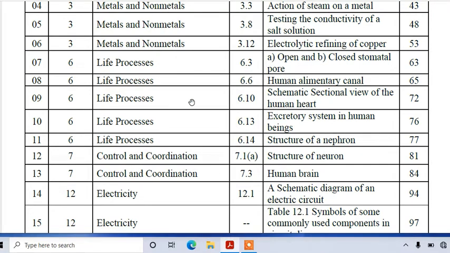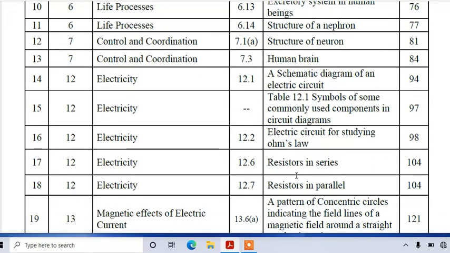Next we have chapter number 12, electricity. From electricity, you have to practice figure number 12.1, a schematic diagram of an electric circuit. These diagrams are asked many times, so practice this diagram.